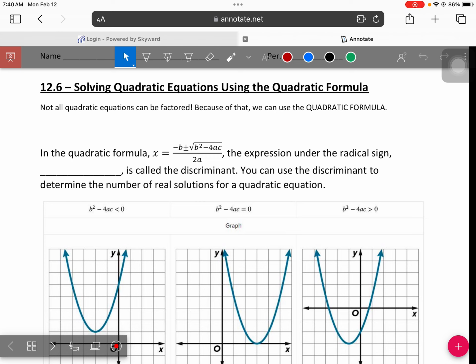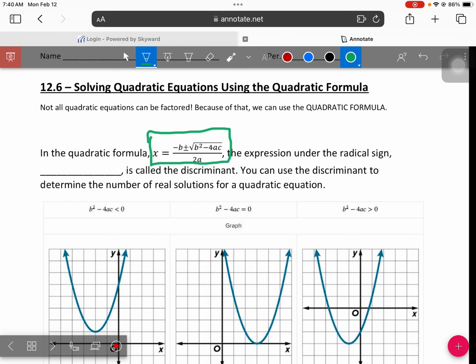So, not all equations are factorable. We haven't really come up with that up until this point. We used to just write the word prime. Well, now we actually have a formula called the quadratic formula. And so that's what it says. Not all quadratics can be factored. We have the quadratic formula. This whole thing is the quadratic formula right here. So you might want to box that.